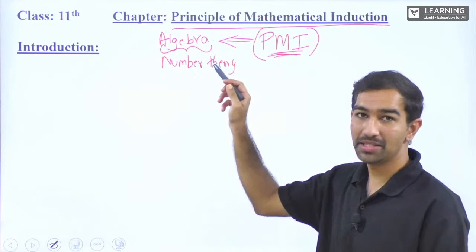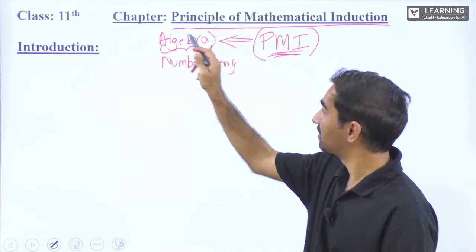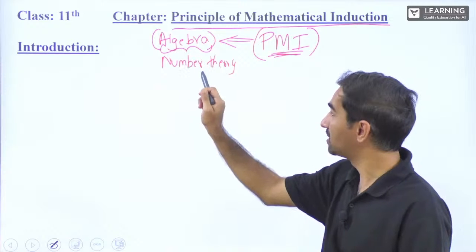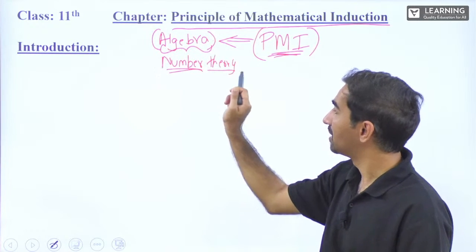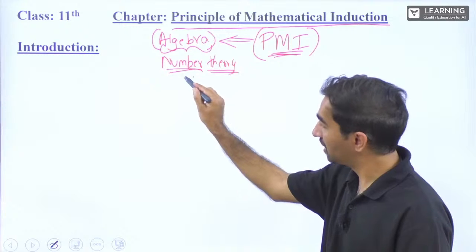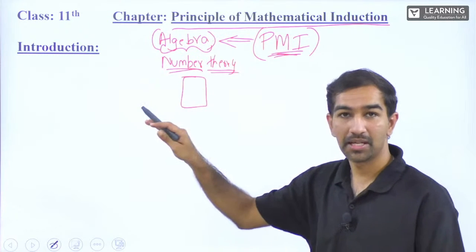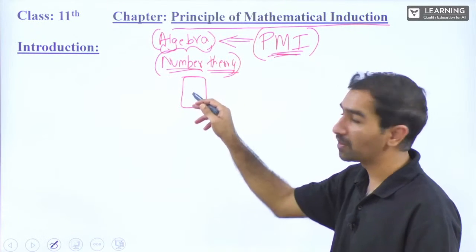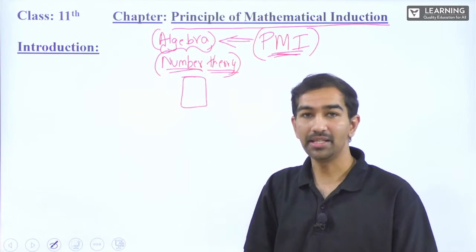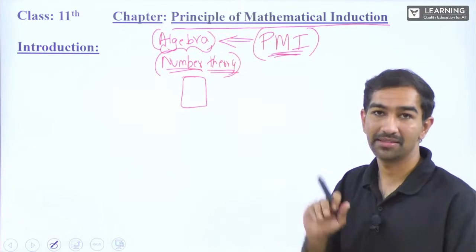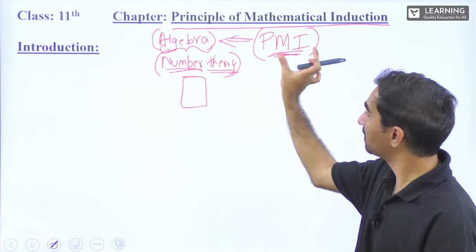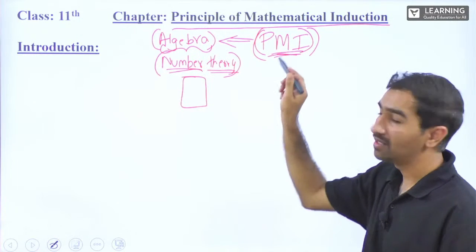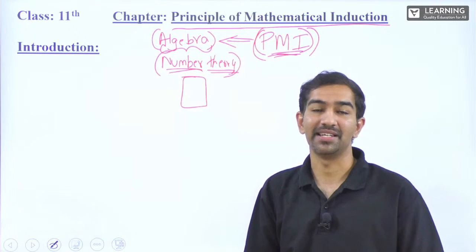Where is this PMI used? This PMI is used mostly in algebra. Which chapter in algebra? That chapter is called number theory. Number theory is a very big chapter. In this entire chapter, all the derivations or problems or whatever we have, everything is based upon Principle of Mathematical Induction. So this principle is very important for number theory. And you are learning only this principle as a chapter in your class 11.